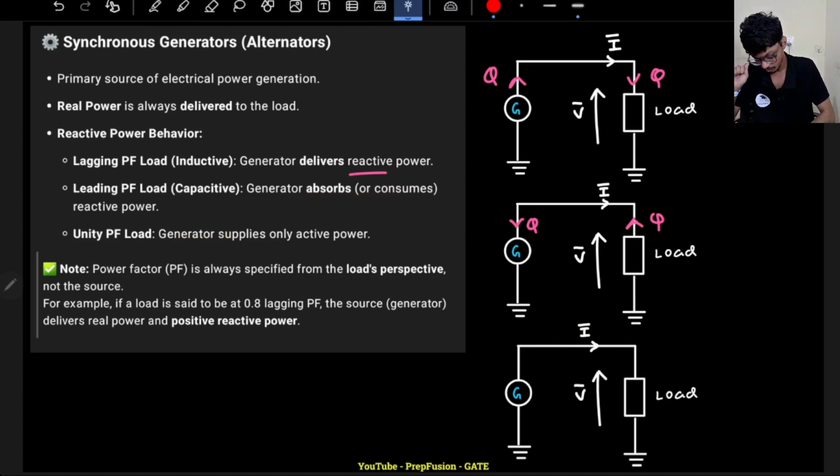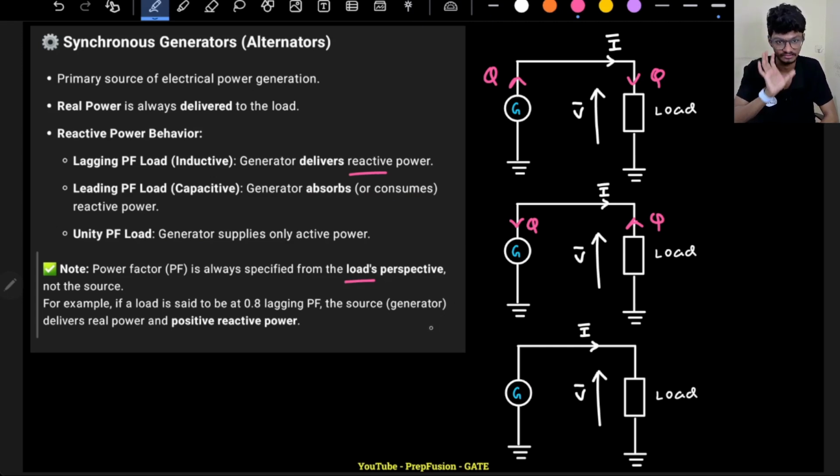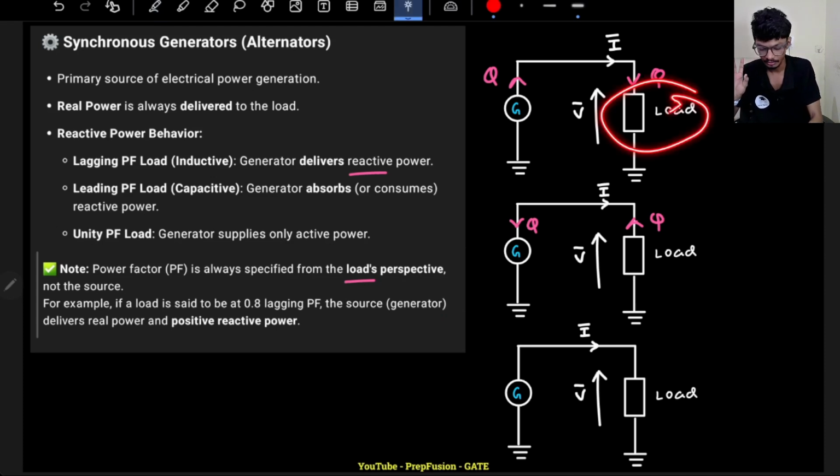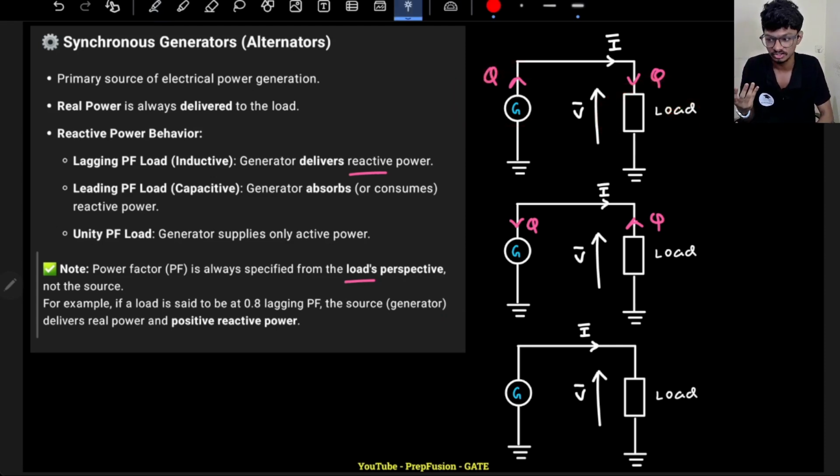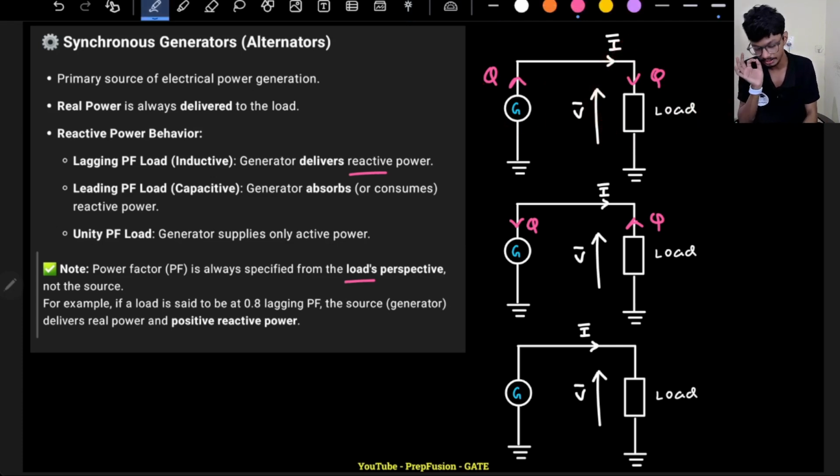Power factor is always specified with respect to the load's perspective, not with respect to the source perspective, unless and until specified. Sometimes in power electronics we ask for source power factor, but mostly it is specified with respect to the load's perspective, because I know the power factor of the load, right? I will not know what power factor the generator is operating at, because the generator will operate at whatever power factor you want it to. If you want your load to consume reactive power, the generator will supply the reactive power. So mostly we specify our power factor with respect to the load unless and until specified.